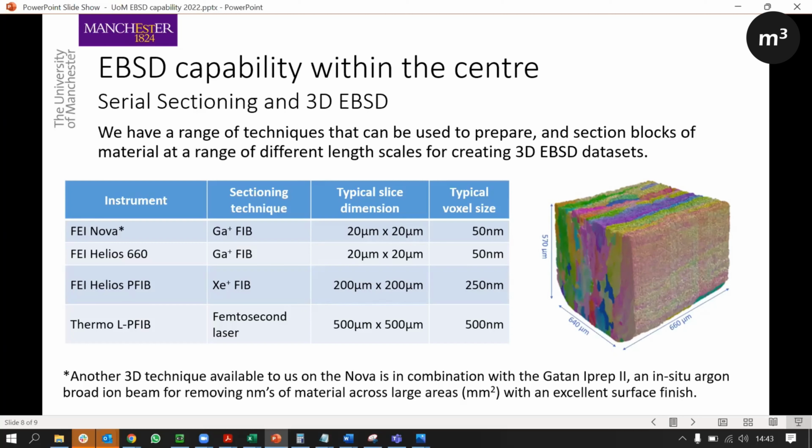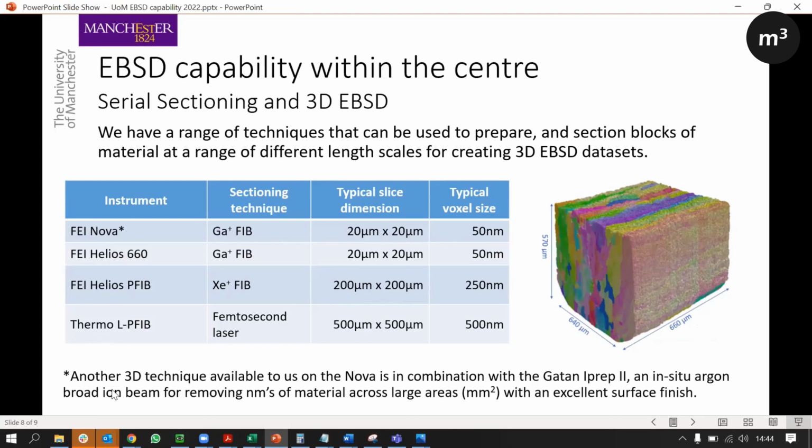And we've recently received this femtosecond laser system, which again, is another scale up. So we are now able to investigate 500 microns by 500 microns. And here is a data set that we collected not that long ago. This was in aluminium with a 600 micron slice, and we managed to do quite a large block. And I think we did that with a 1 micron voxel size.